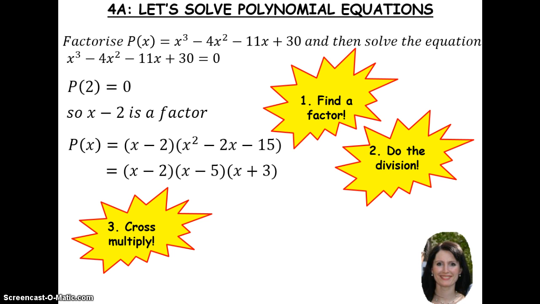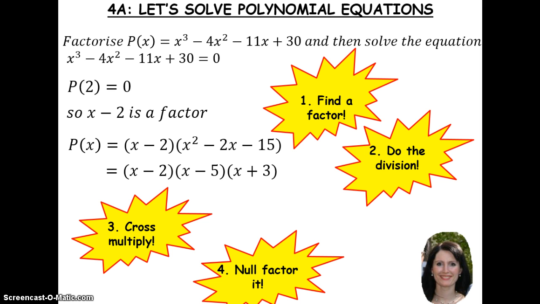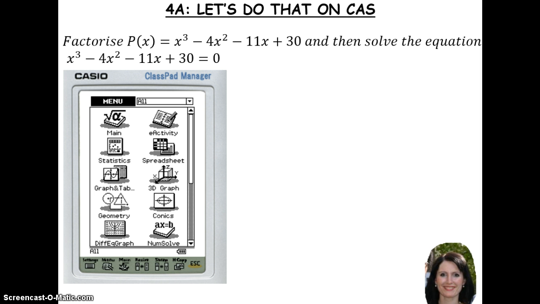We want to solve for x. We want to be able to say what x can equal to solve our p of x. We now factor it. X minus 2 equals 0 means that x has to equal 2. X minus 5 equals 0, x would equal 5. And x plus 3 equals 0, x would equal negative 3.